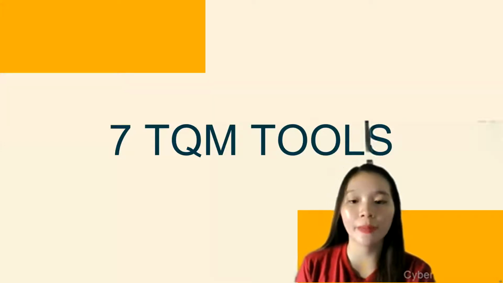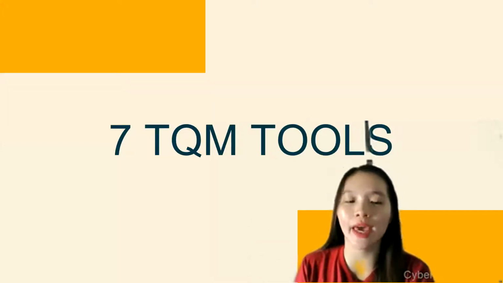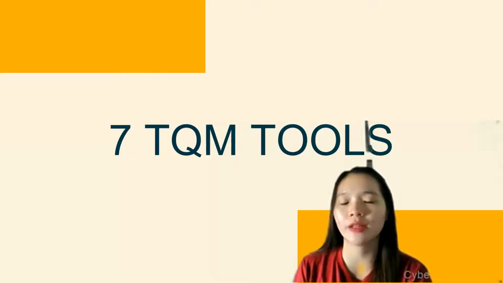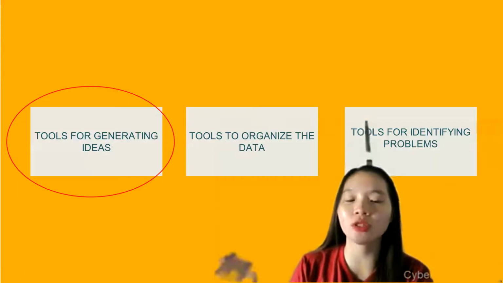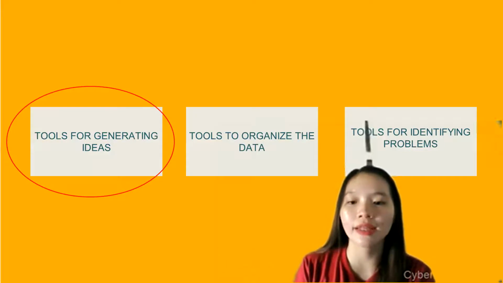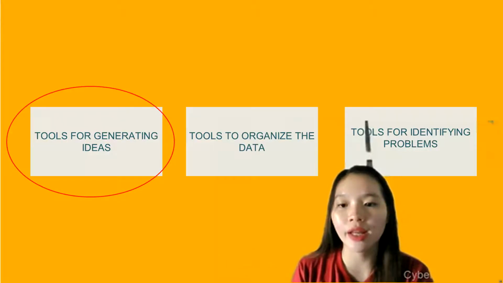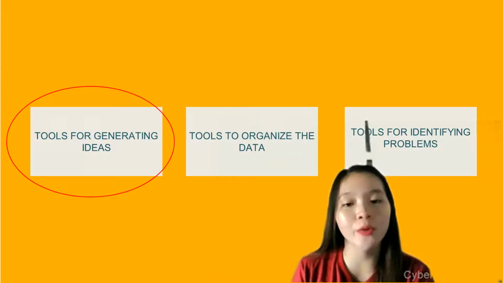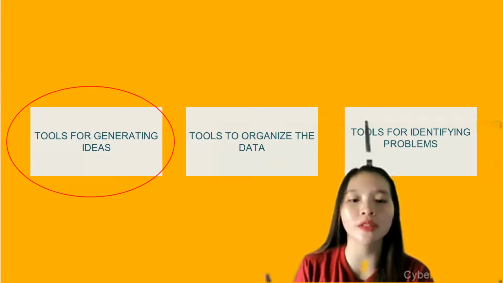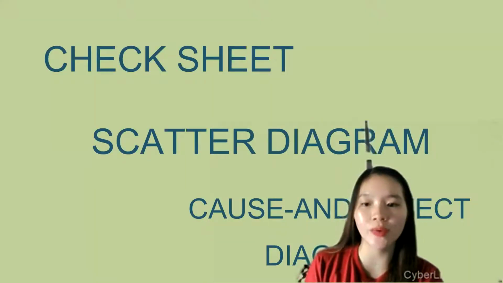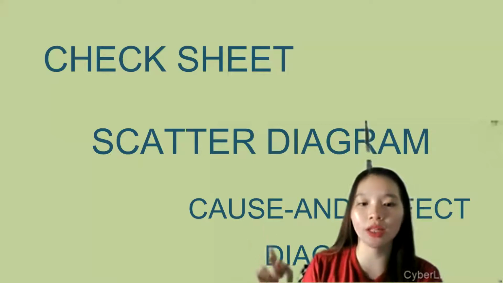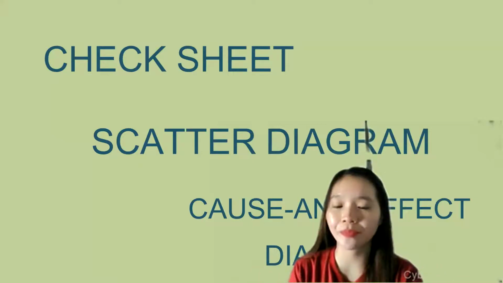Now we are going to talk about the 7 tools of TQM, or Total Quality Management. TQM is divided into 3 parts. The first one is tools for generating ideas, and then tools to organize the data, and the last one is tools for identifying problems. For the opening, we'll start from the first part. There are 3 tools for this part. The first one is check sheet, and then scatter diagram, and last but not least, cause and effect diagram.